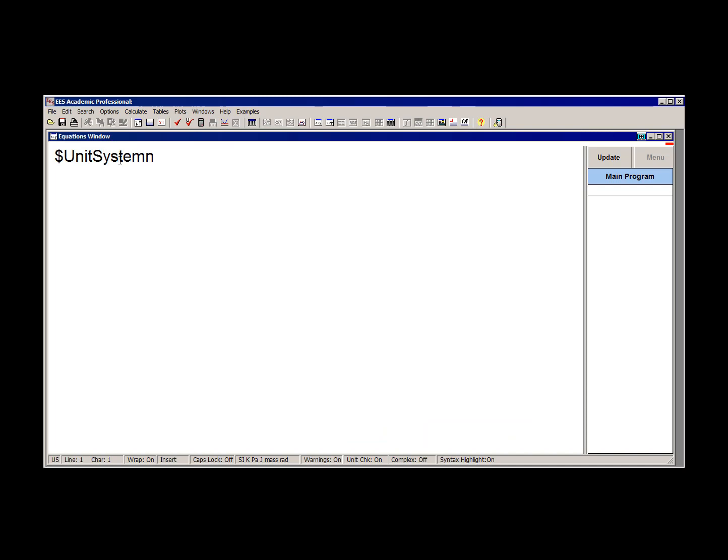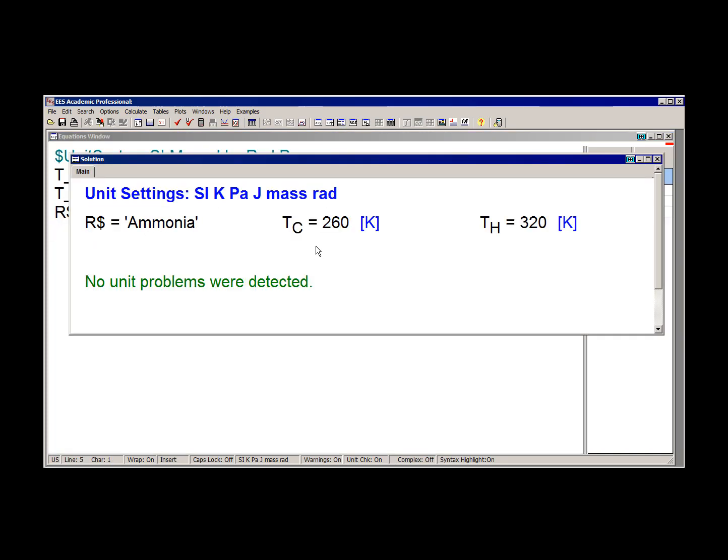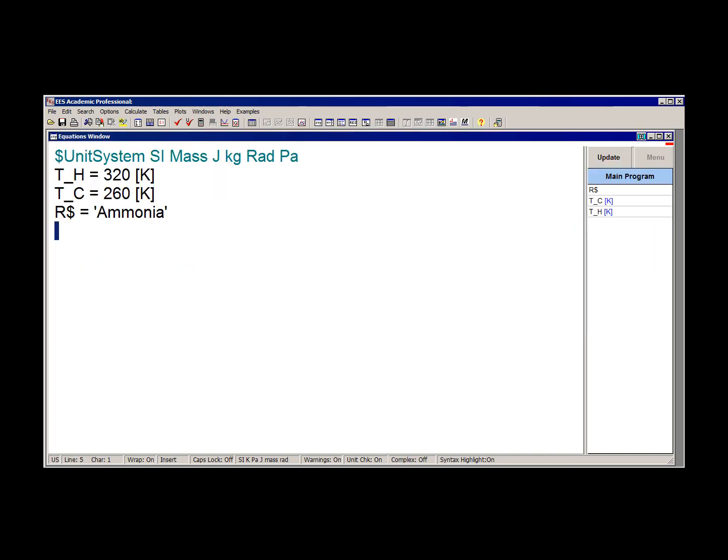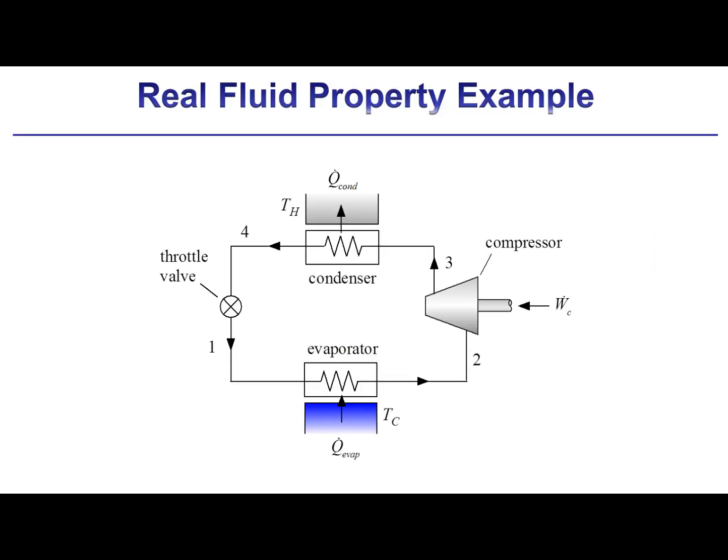So first we're going to set up the unit system using the $unit system directive, and then we'll enter the inputs. And you should note here that the fluid name is entered as a string variable. We're going to assume that the refrigerant leaves the condenser at state 4 as saturated liquid, so it has quality 0, and it's at the heat rejection temperature Th.